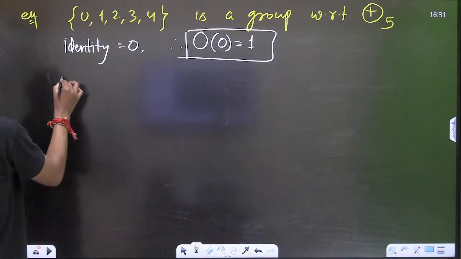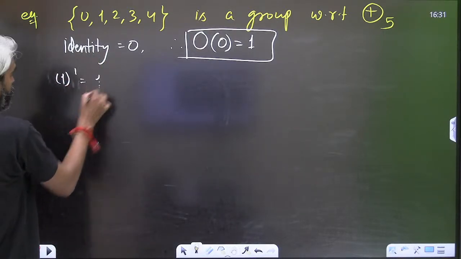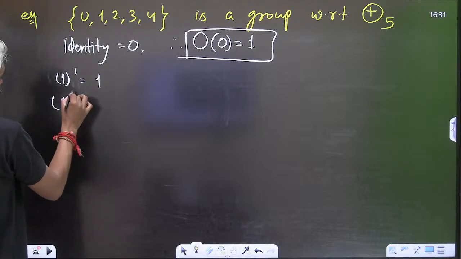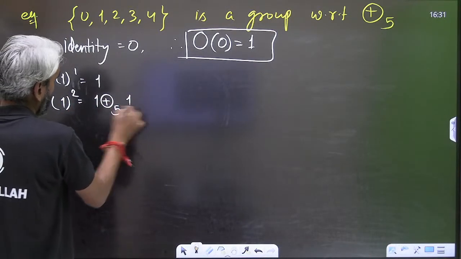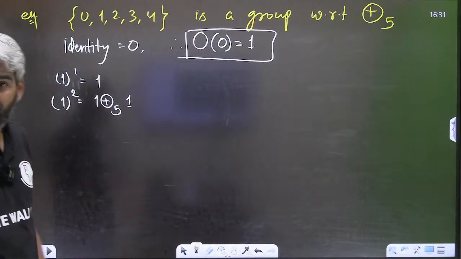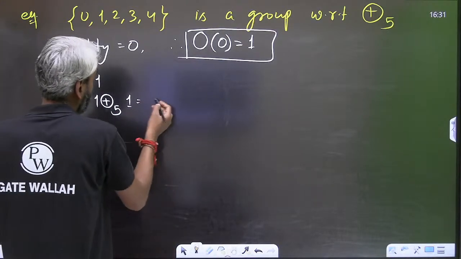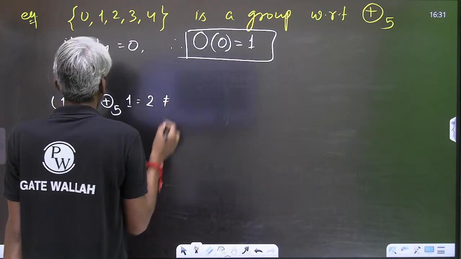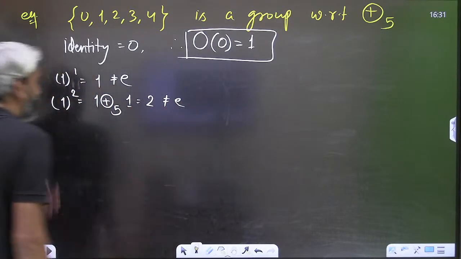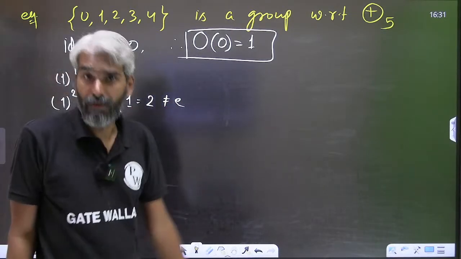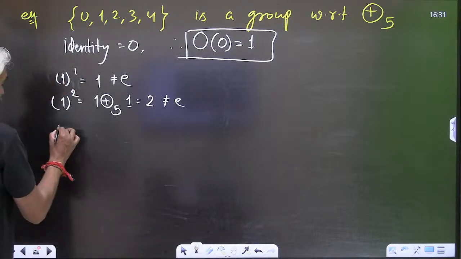So now let's talk about 1. Sir, 1 raised to the power 1 is 1. 1 square is nothing but 1 addition modulo 5 with 1. So 1 plus 1 is 2, divided by 5, remainder will be 2, which is not the identity element, because the identity element is 0.